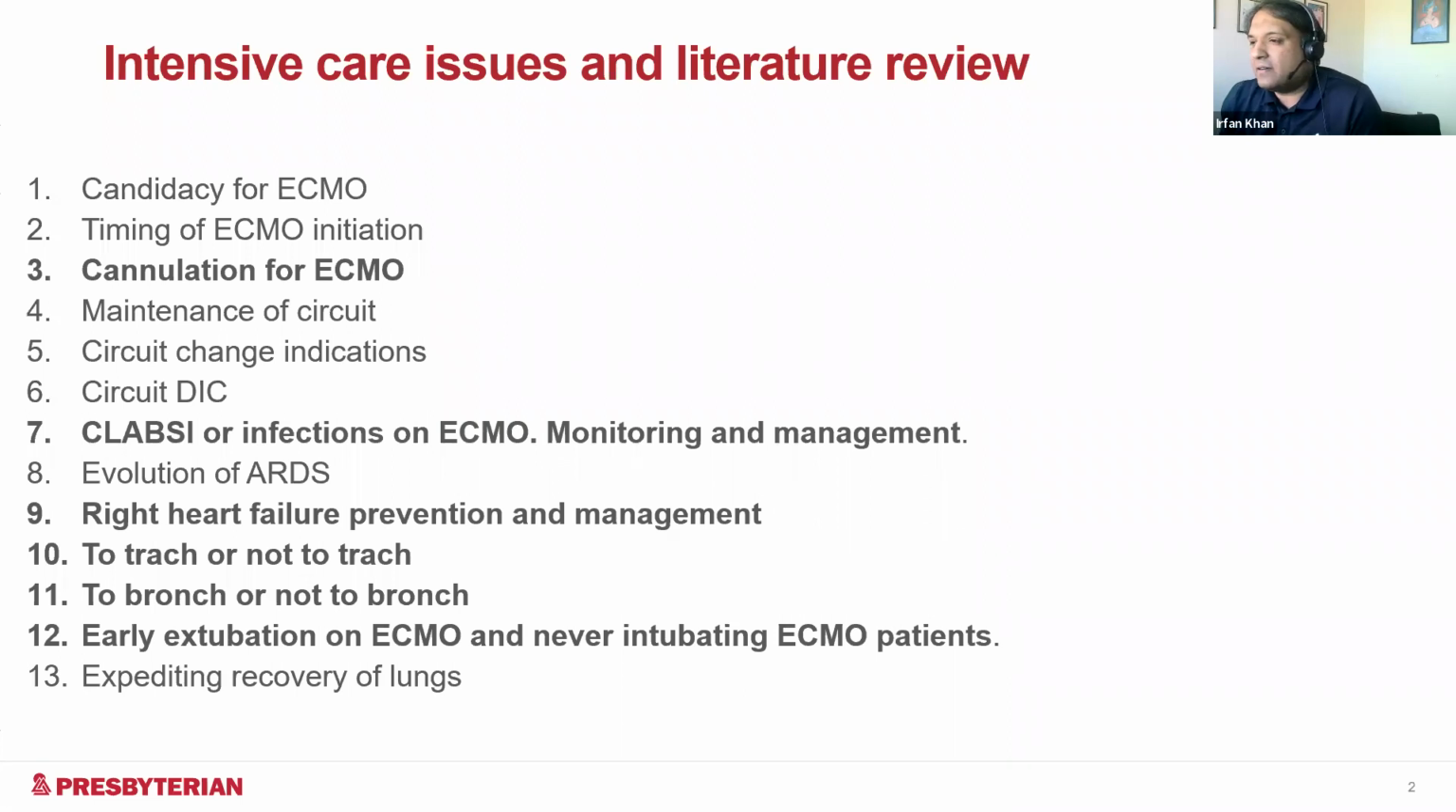Circuit DIC, obviously we see this as a complication of being on ECMO for too long, following an inflammatory response or an infection. The question is what kind of indicators you would use to determine that this patient indeed needs a circuit change.